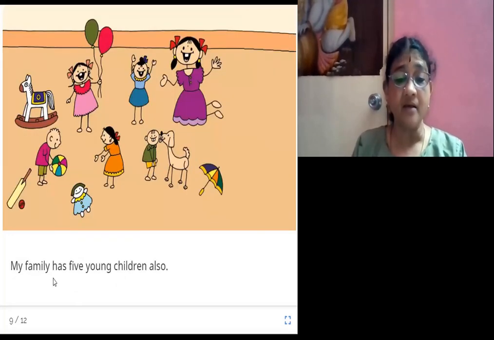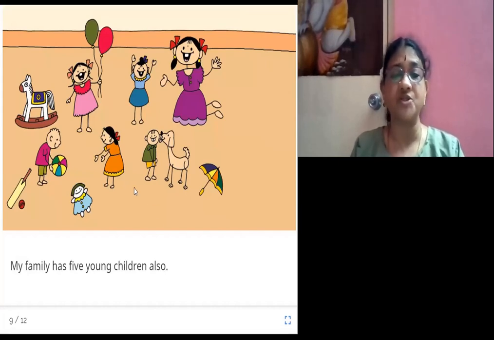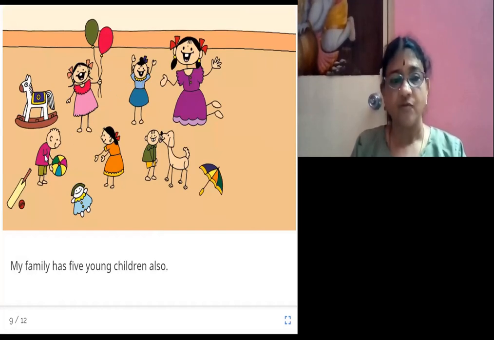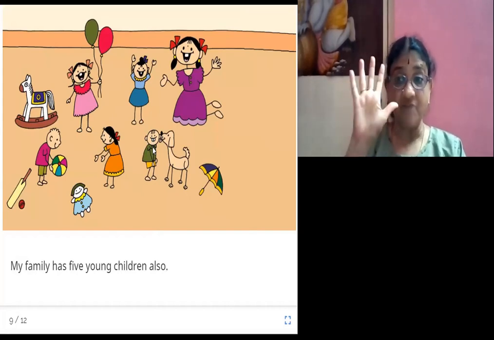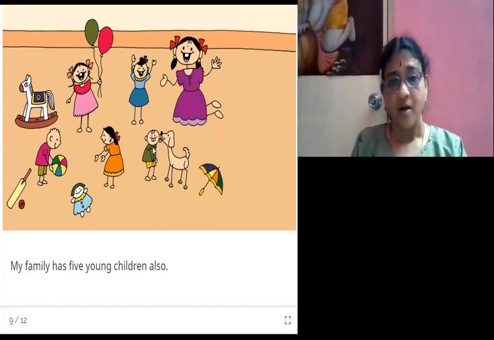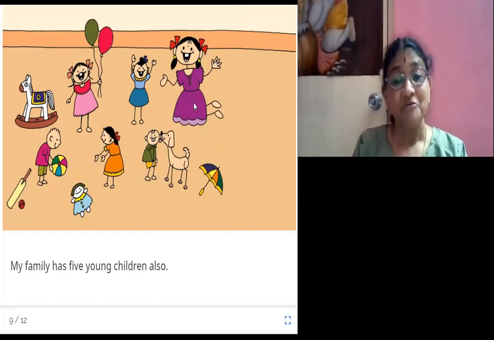My family has five young children also. Oh, can you all see in the picture? 1, 2, 3, 4, 5. Five young children are also part of this Tuk Tuk's family.